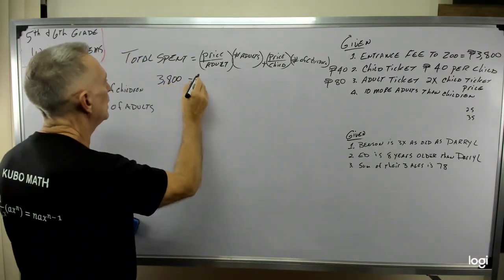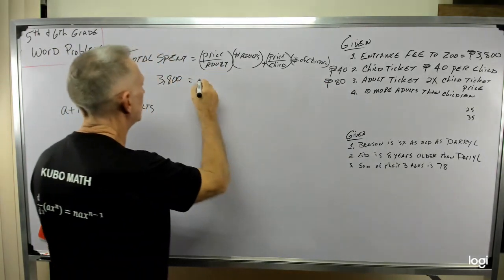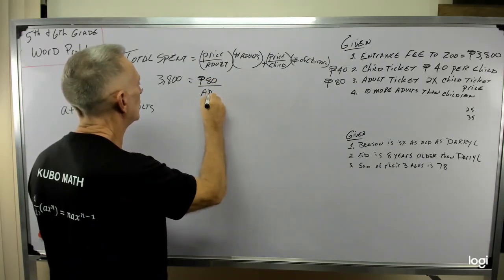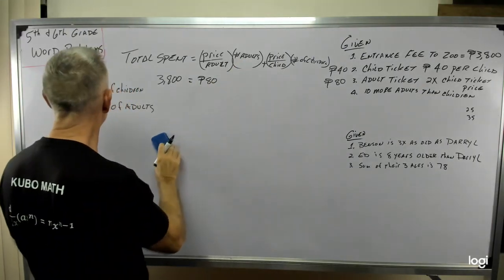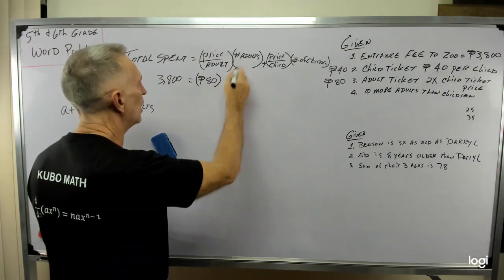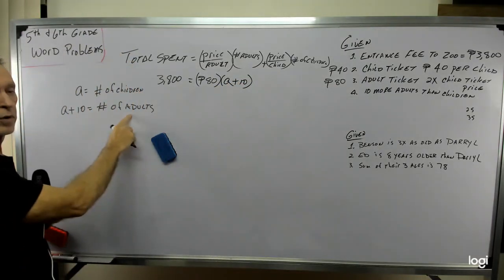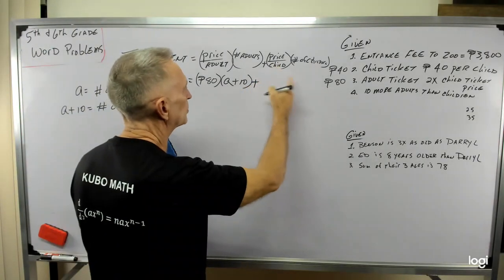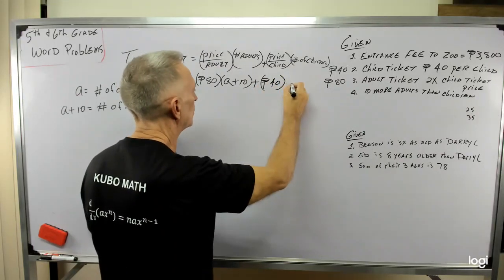Okay, the total spent, of course, we know it was $3,800. That should equal price per adult was 80 pesos per adult. Well, that word's going to cancel once I get to this other. The price of adults was this. The number of adults is A plus 10, plus the price per child, which was 40, times the number of children, which was A.